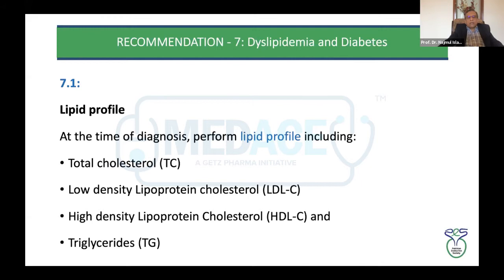Regarding this, a lipid profile should be done at the time of diagnosis. A lipid profile should be done in a fasting state, which includes total cholesterol, LDL cholesterol, HDL cholesterol, and triglycerides. These are the 4 important components of the lipid profile that you should order in your patient initially at the time of diagnosis.